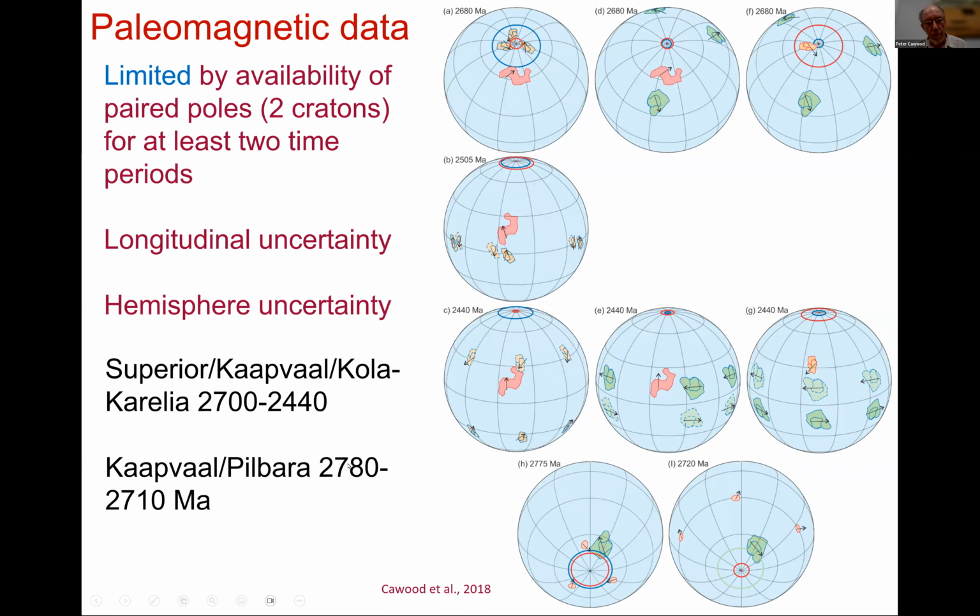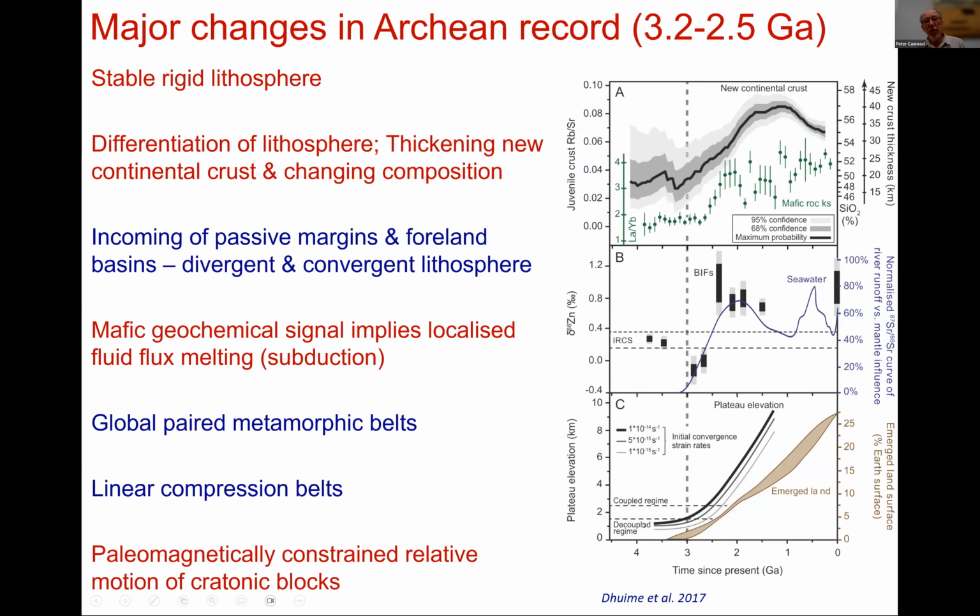Similarly, the Kaapvaal and Pilbara over this time frame show relative lateral motion. So there is good evidence for some sort of plate tectonic-like process operating. What I've tried to highlight in those various slides is that there are major changes in the late Archean record. We certainly see that by the end of the Archean, good evidence for rigid lithosphere.